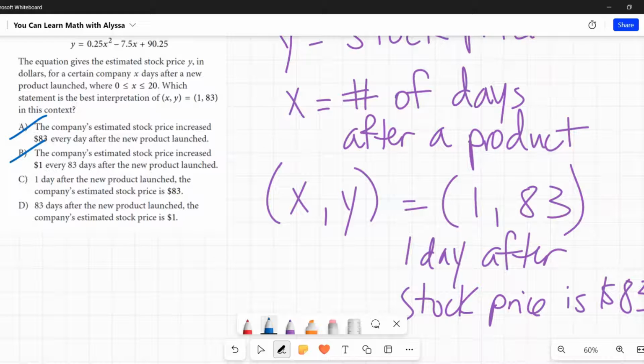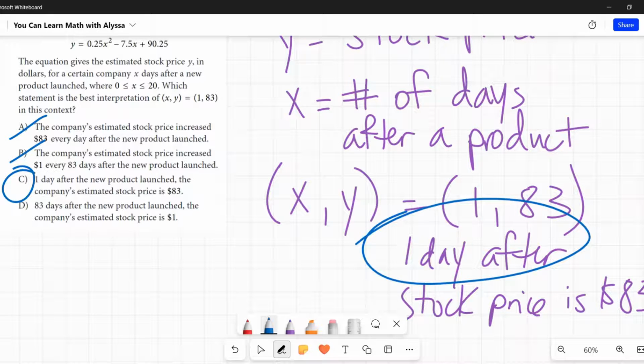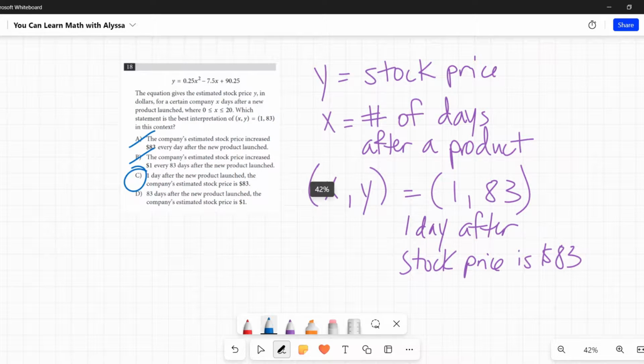C, 1 day after the new product launched, the company's estimated stock price is $83. That is bang on what we said. C looks like our answer, but let's double check D just to be sure. 83 days after the new product launched, the company's estimated stock price is $1. No, we said the X is days. It's 1 day after, the stock is 83. C is our answer.